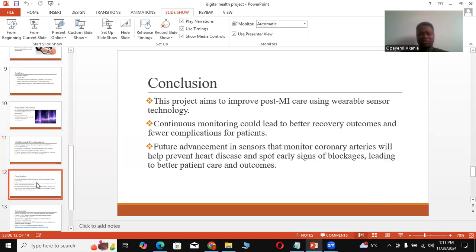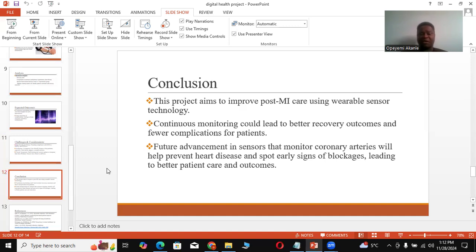So in conclusion, this project aims to improve post-MI care using wearable sensor technology. Continuous monitoring, we know, will lead to better recovery outcomes and fewer complications in these patients. The rate of developing irregular heartbeats like bradycardia, tachyarrhythmias, and heart blocks can be spotted on time, and early intervention can be put in place.